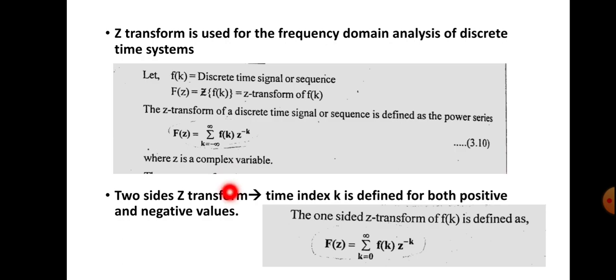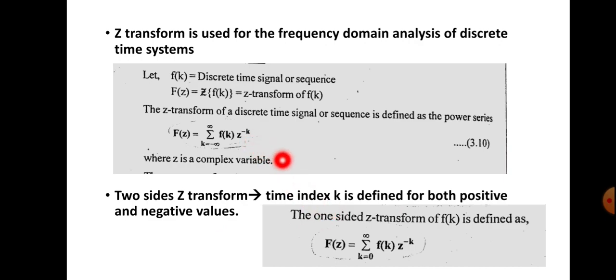Here from the equation you can see that k goes from minus infinity to plus infinity. That means it has a negative side and a positive side. So, we can call it a two-sided Z transform. That is, the time index k is defined for both positive and negative values.